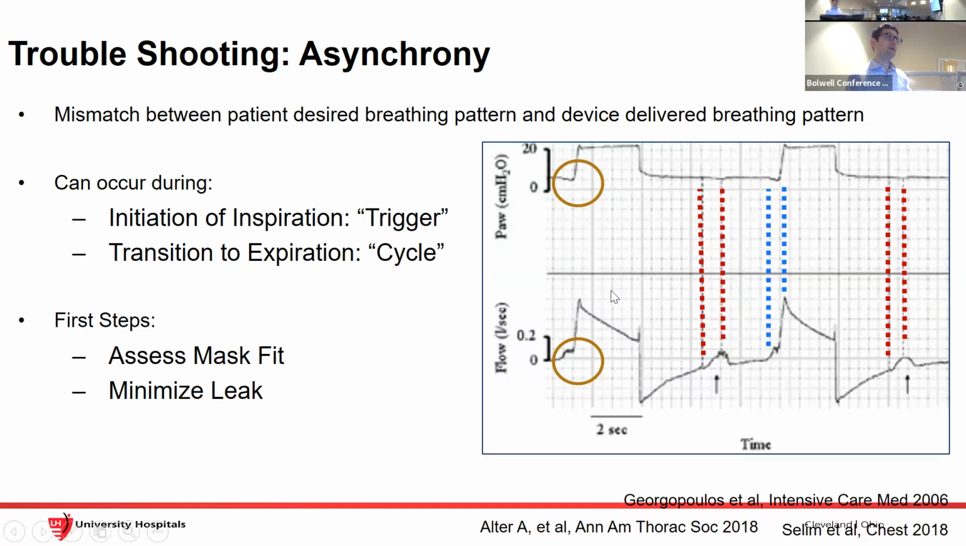These are super important. The terminology is important. Trigger is the start of a breath from EPAP to IPAP. Cycle is the end of the breath. So I always say trigger on, cycle off. It cycles from IPAP to EPAP.